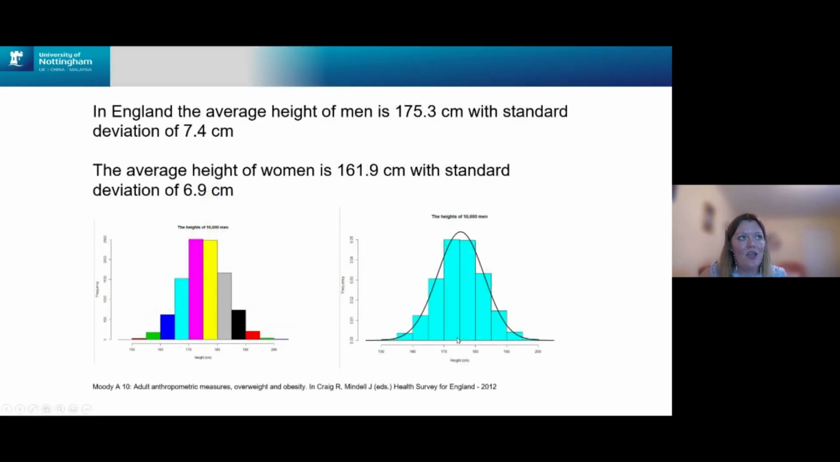So we're going to look at some height questions because the normal distribution can be used to model height. In England, the average height of men is 175.3 centimetres with a standard deviation of 7.4 centimetres. We have some values for the height of women as well, but we're just going to focus first on a problem with the men's heights. So this would be a histogram of 10,000 heights for men in England using that normal distribution. And we can see that we've got this bell curve shape that represents this distribution.